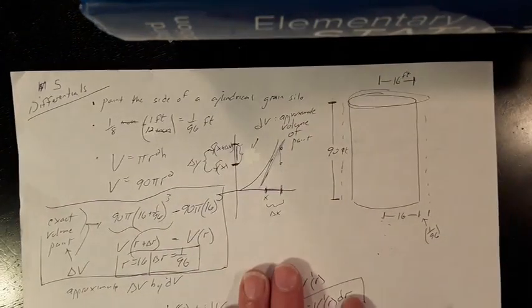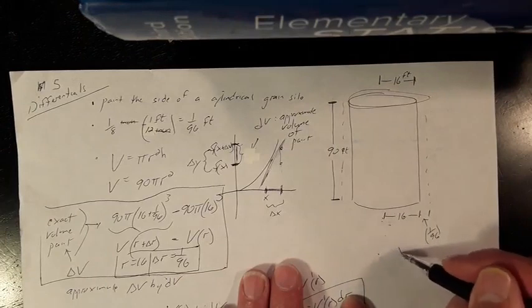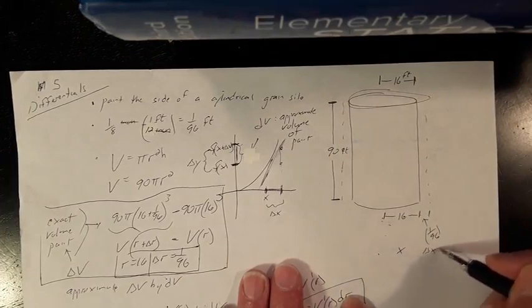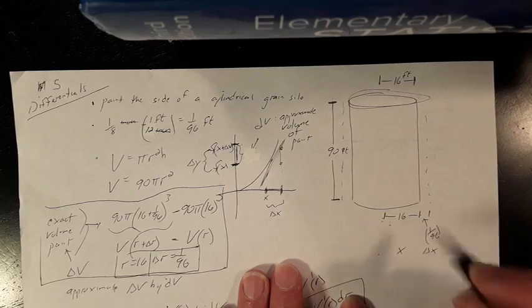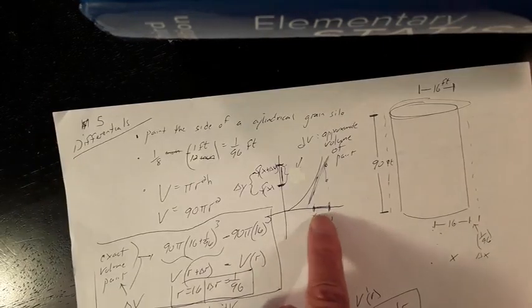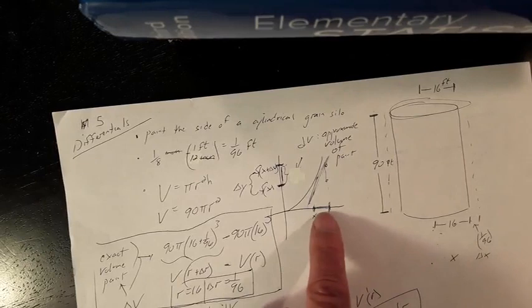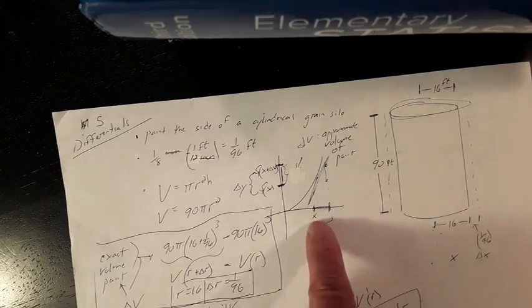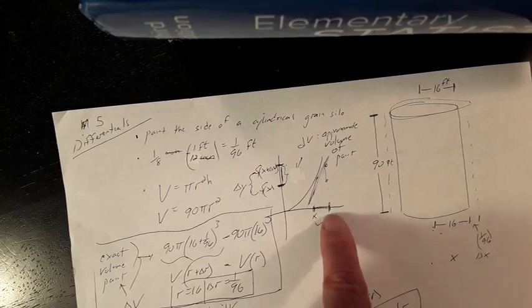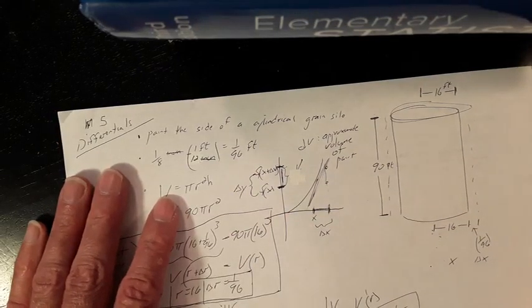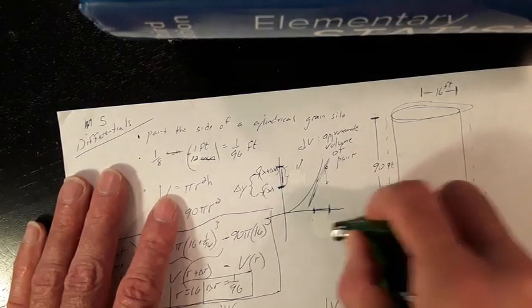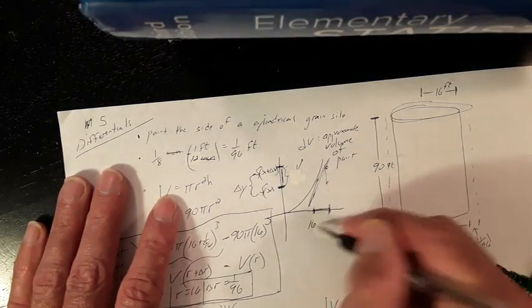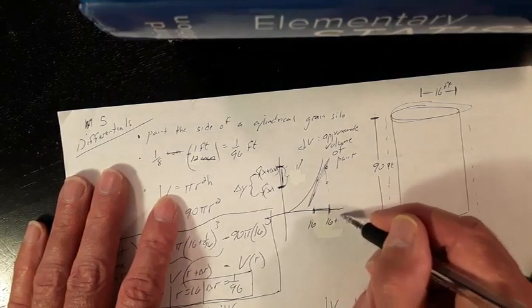Just to wrap this video up, usually we've got an x and a delta x, and we think of this as an error in the measurement of x. But in this case, it's not an error in the measurement. It's just that the radius has this thickness of paint being added, a 96th. So we went from 16 to 16 plus a 96th. The radius was 16, and then when we put the paint on it, now the radius is 16 plus a 96th.